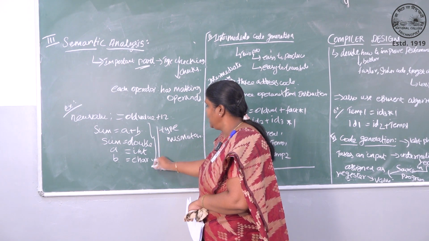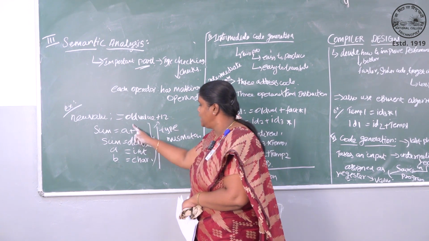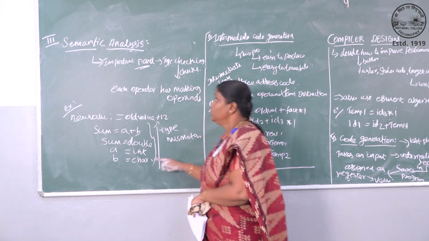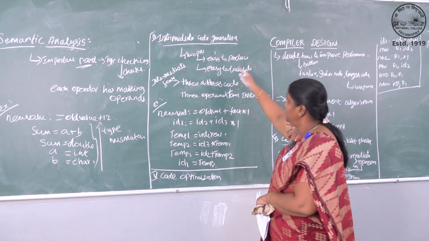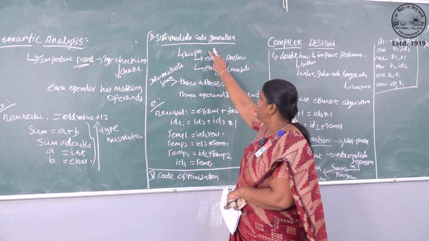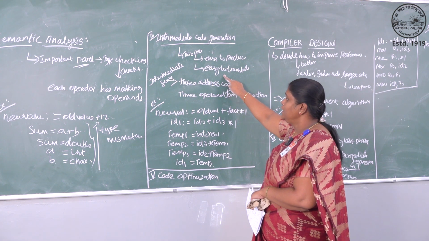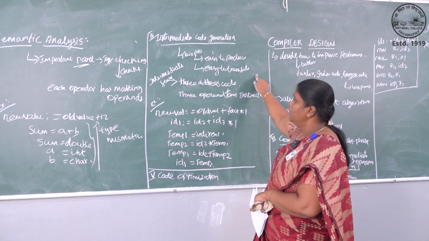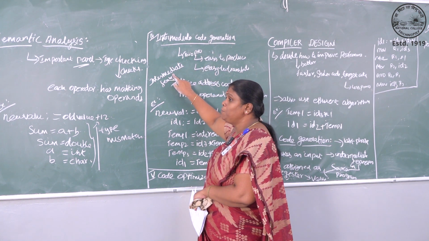In this, there is no syntax error, but there is a semantic error because of a type mismatch. The next phase is intermediate code generation. Intermediate code generation has two important properties: first, it is easy to produce; second, it is easy to translate. It contains an intermediate form.